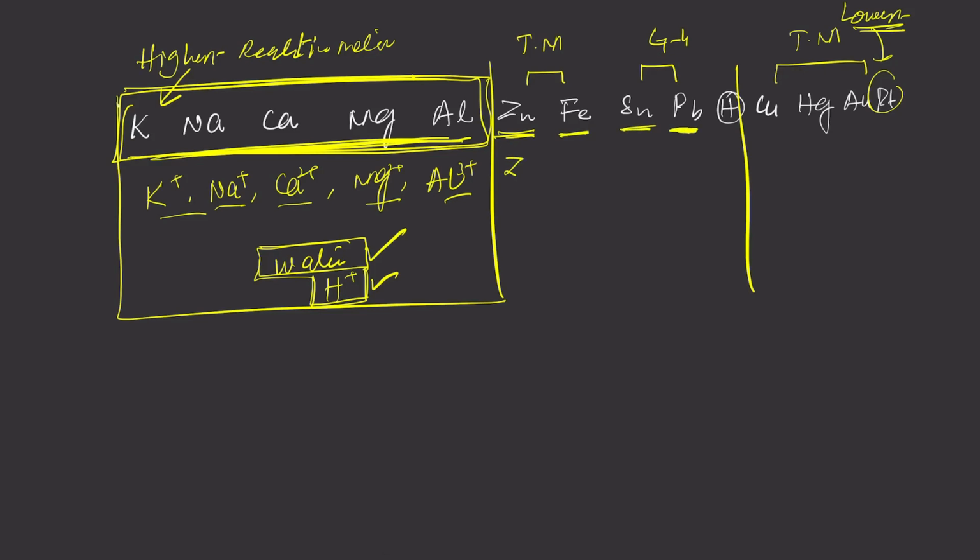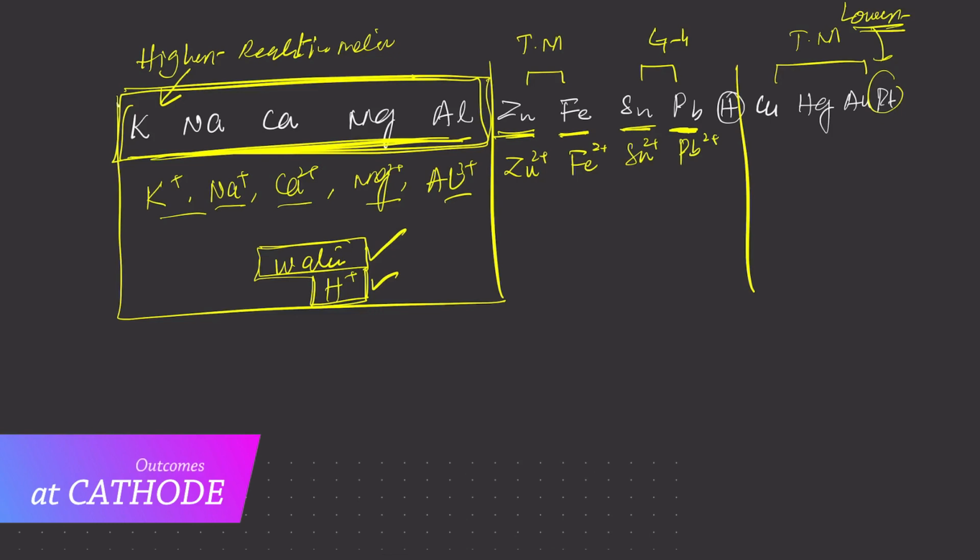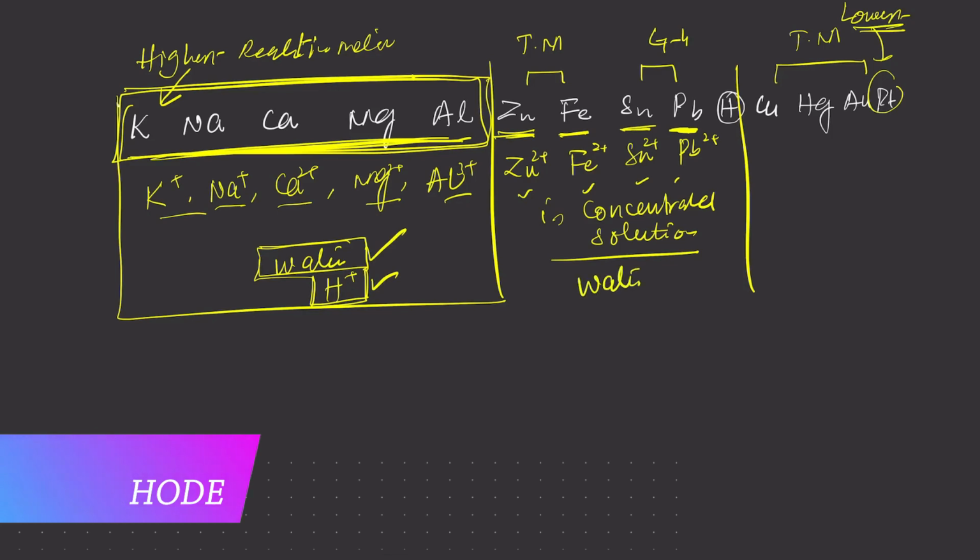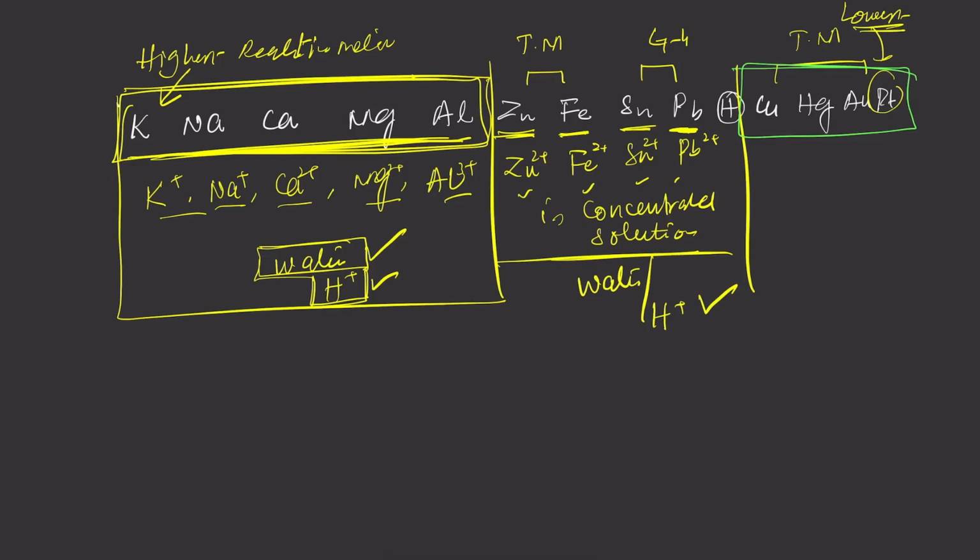Zinc ion, iron ions, it may be 2 or 3 positive, tin ion, 2 positive, let's suppose, lead ions also 2 positive. These ions will be winners only in case of concentrated solution. If these ions are in high concentration, then they will be winners. They will go and receive the electron. Otherwise, once again, water or H positive ion will be the winner.